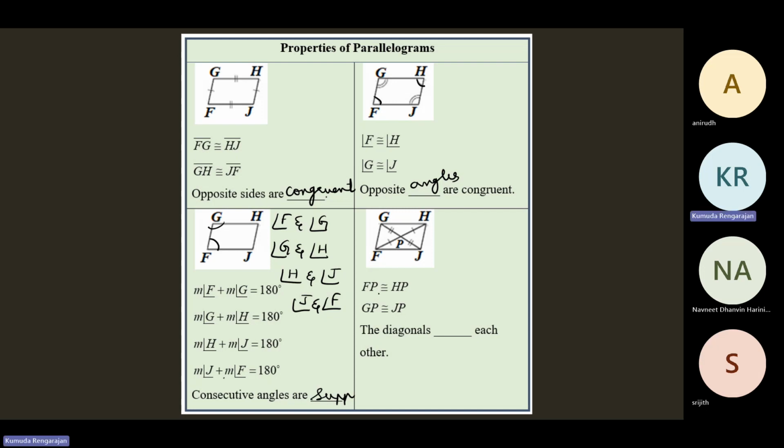Next one: FP is congruent to HP, and GP is congruent to JP. The diagonals bisect each other. Correct. So from this, we understand that the diagonals bisect each other.